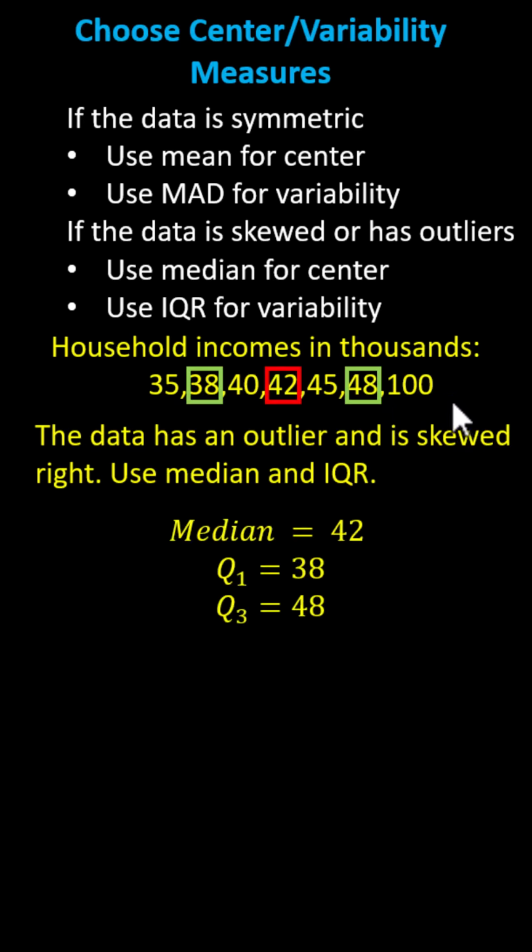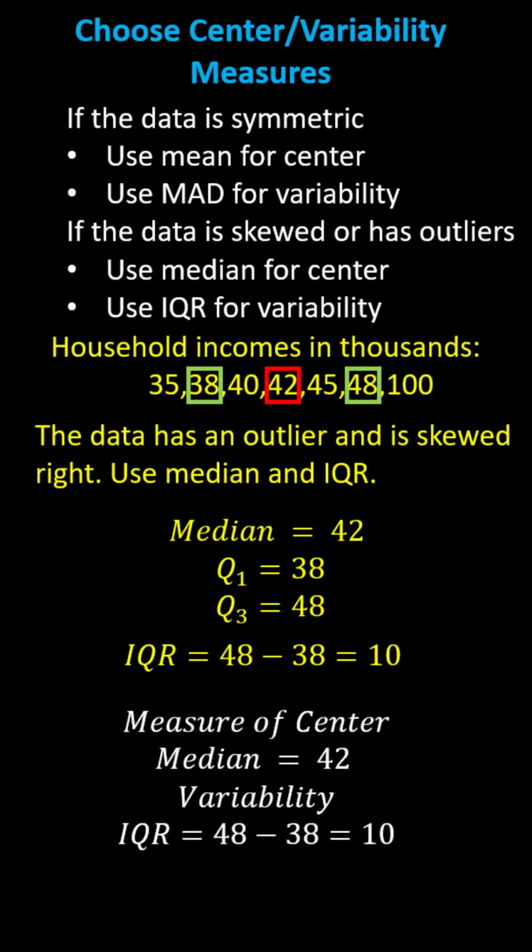So now we know the median is 42, quartile 1 is 38, quartile 3 is 48. The interquartile range is Q3 minus Q1. The interquartile range is 10. So again, because the data is skewed, or because we have an outlier, the best measure of center is the median of 42, and the best measure of variability is the interquartile range, which is 10.